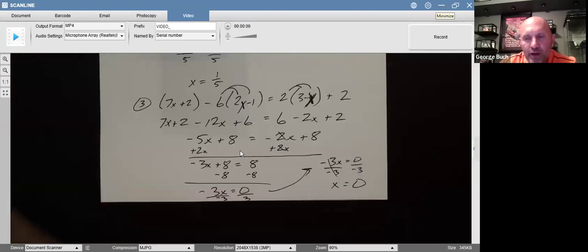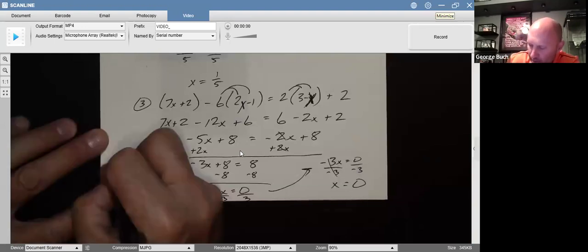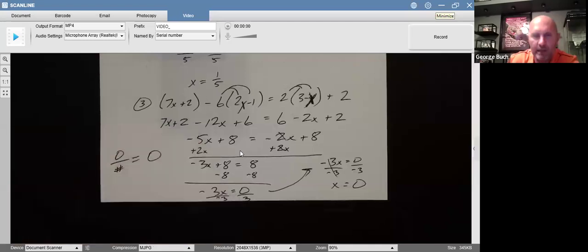So 0 divided by any number is always equal to 0. Think about it like if you have 5 people in a room and I have $0 in my pocket and I want to divide the $0 by the 5 people in the room, how much does everybody get? They get 0 because I don't have anything in my pocket. So 0 divided by any number is always going to be 0. And that's our answer on this one.